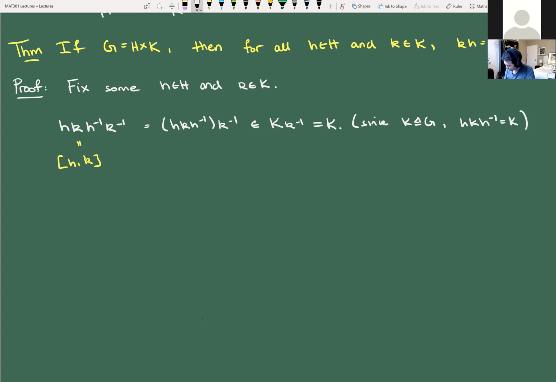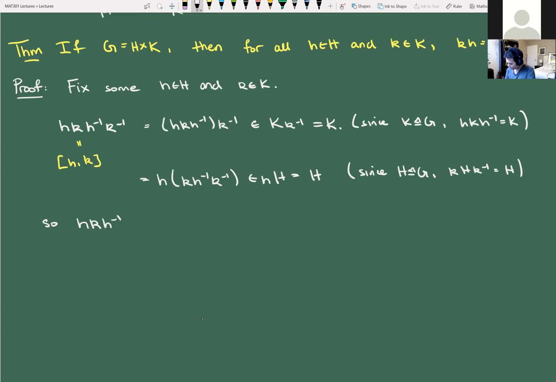right? And then if we do the other direction, if we bracket this in a slightly different way, like this, that will give us KH inverse K inverse. That's going to be an H, which is just equal to H. And again, here we're using the fact that H is normal in G, so KHK inverse is equal to H, right? So what that means is this thing is in the intersection and therefore has to be equal to the identity.